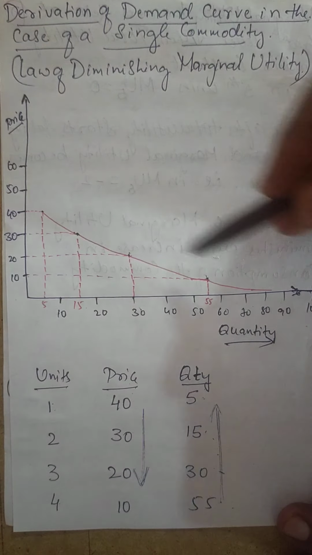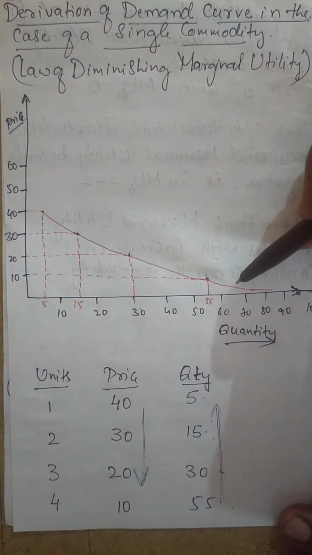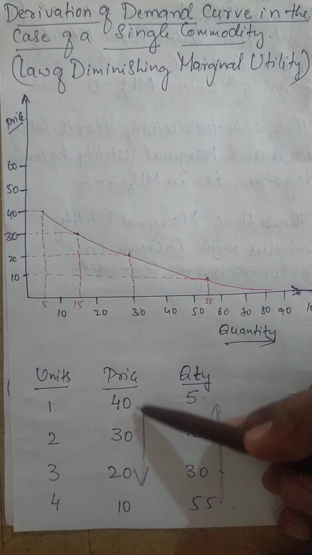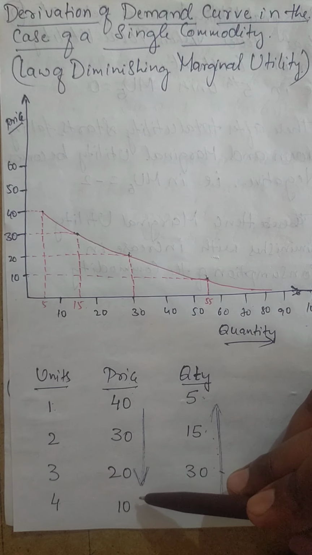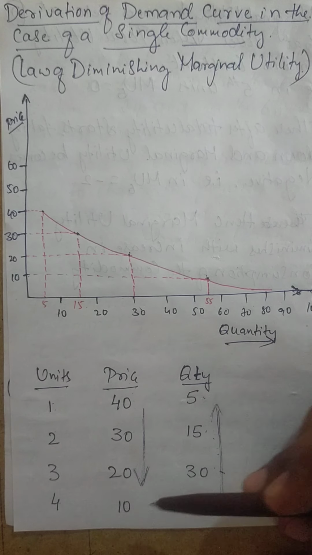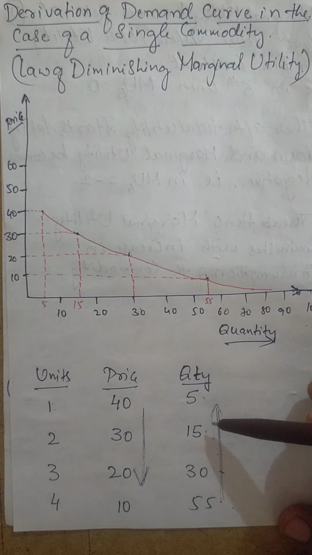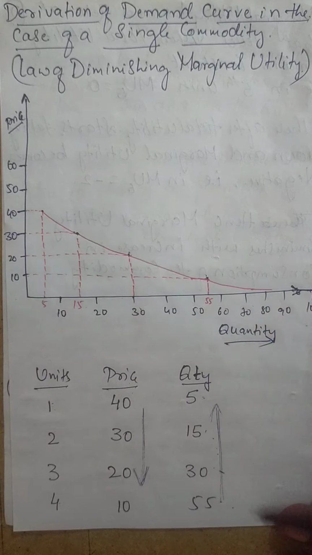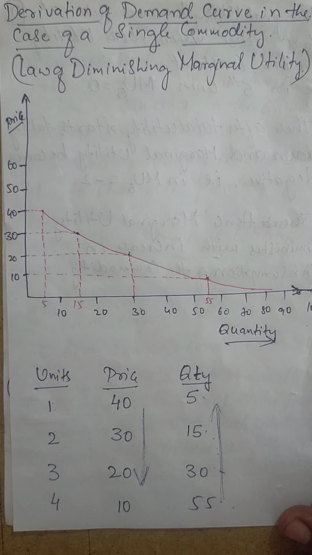When you join all this, you will get diminishing marginal utility. Isn't it? As and when the price decreases, the quantity of consumption is increasing. So here if you observe, same thing, the quantity is measured in this fashion.